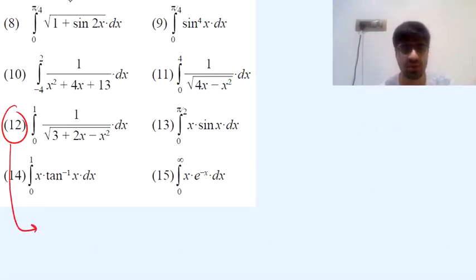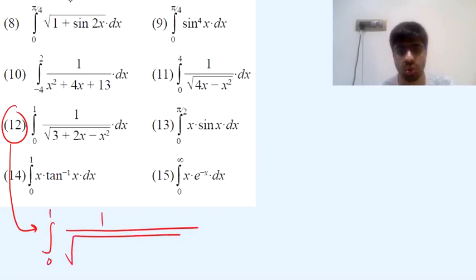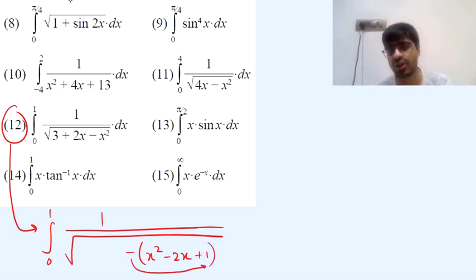Okay, so again the same thing, try completing the whole square. This is integration 0 to 1, 1 upon root over. Let's write a minus sign first, and we have x square. The 2x term goes inside the bracket by becoming minus 2x, and to complete the whole square we add a plus 1 here. But actually you have subtracted a minus 1. So to balance it out, you write a 1 outside the bracket.